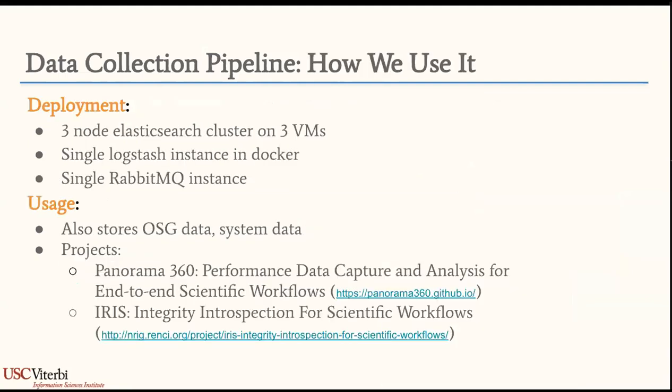So for our own purposes, we have deployed a 3-node Elasticsearch cluster on 3 VMs. We have single instances of Logstash and RabbitMQ, and so far we haven't run into any problems with that. So not only do we collect Pegasus workflow related data with this setup, but also open science grid data, and then also some system data that we use for internal use and monitoring.